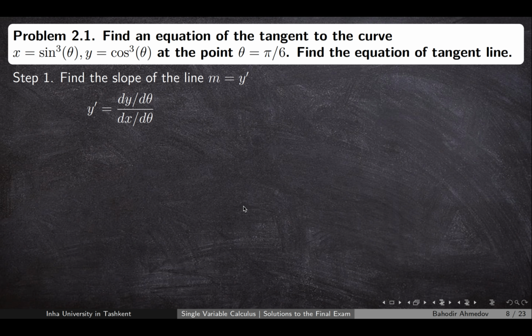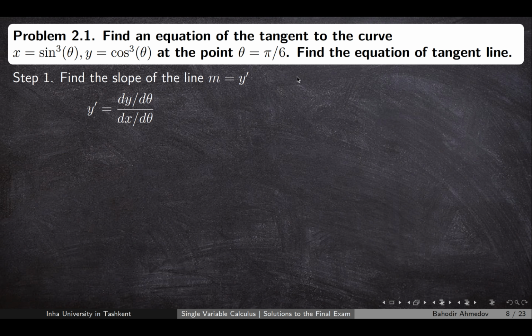So let's discuss the problems from section 2. We're given the parametric curve with the equation x equal to sine cubed and y equal to cosine cubed. We need to find the equation of the tangent line to this curve at the point theta equal to pi over 6.